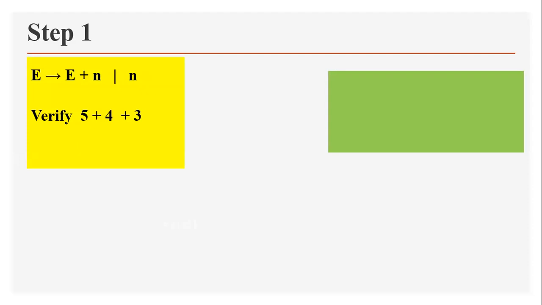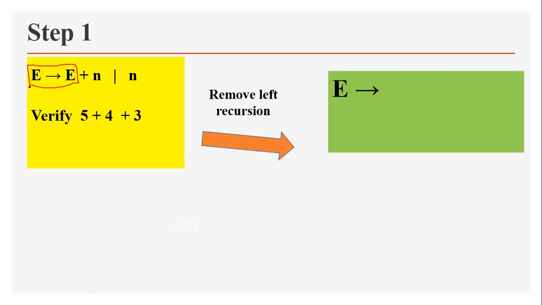As a first step, you know that we have to verify whether the given grammar is left recursive or not. By observing the grammar, you may know that it indicates left recursion, so we have to remove that. How does it look after removing left recursion? E derives n E dash. Then E dash means plus n E dash or epsilon.